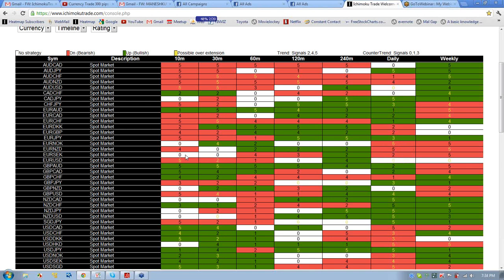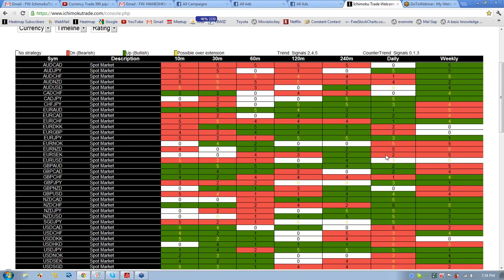And if you look here, you'll see that the 10-minute, there's no strategy. 30-minute, there's no strategy. And the 60-minute, there's a strategy that's ready to go. And the 120, there isn't. And then the 240 is bullish. You guys see that? So there's a conflict happening on the lower time frames, which is pretty much causing this thing to consolidate a little right now.